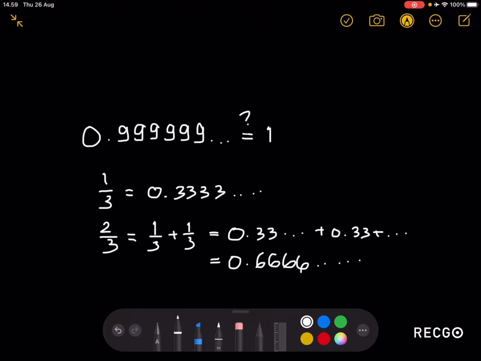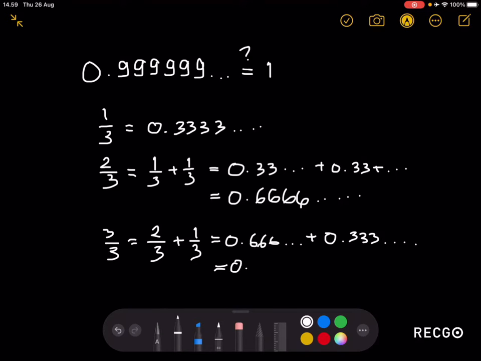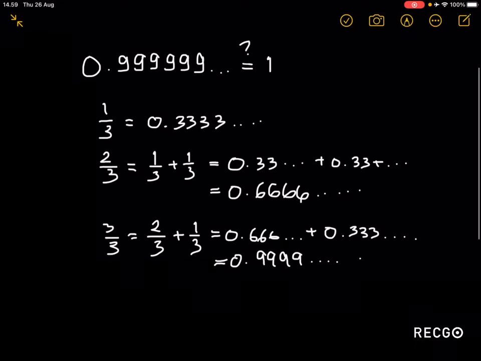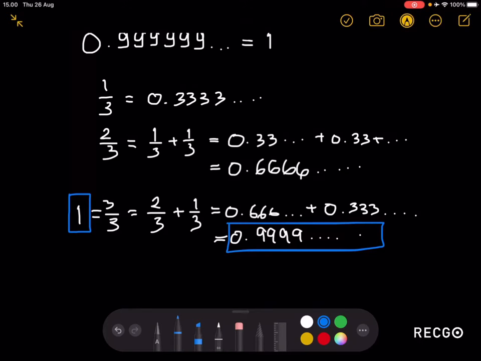So we can just add these, so we get an answer of 0.6666, infinitely many 6's. And finally, what is the decimal representation of 3 over 3? Using a similar method, we can have 2 over 3 plus 1 over 3. So this will be 0.666 and so on, plus 0.333 and so on. So this will be 0.99999, infinitely many nines. However, we also know that 3 over 3 is exactly equal to 1. So it is right here: 1 is equal to 0.99999 and so on.